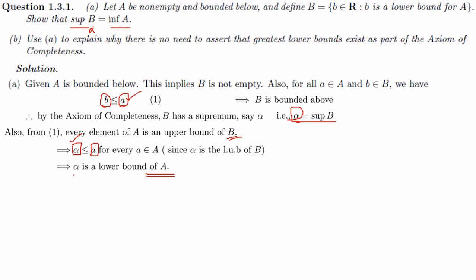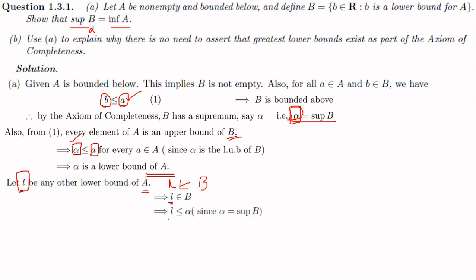Now we already have that alpha is a lower bound of A. To show that alpha is equal to infimum of A, let L be any other lower bound of A. Since L is a lower bound of A, we get L is an element of B by the definition of B, because B consists of all the lower bounds of A. Now since alpha is the supremum of B and L is an element of B, we get L is less than or equal to alpha.